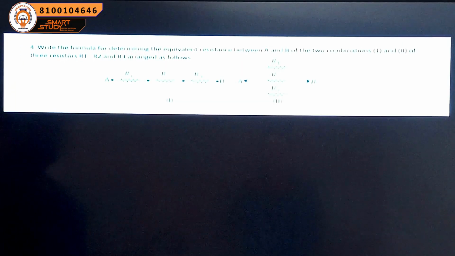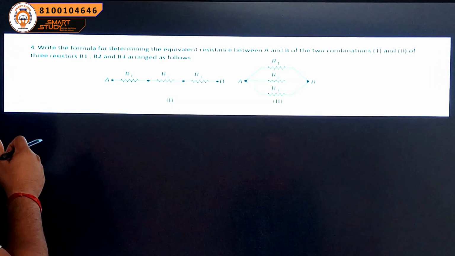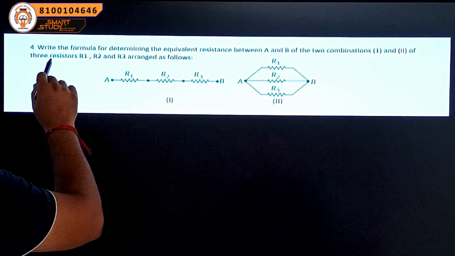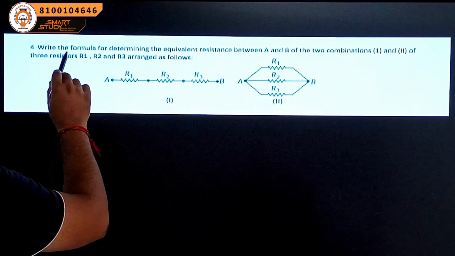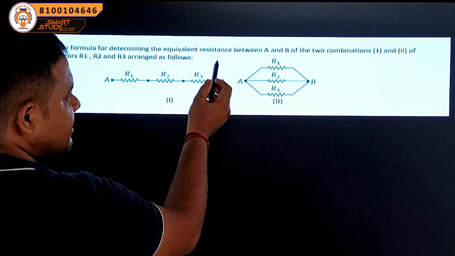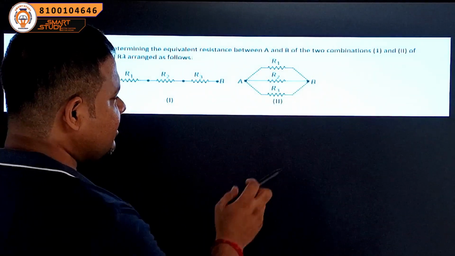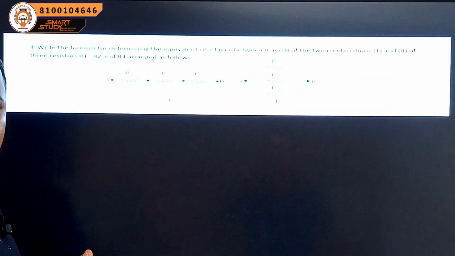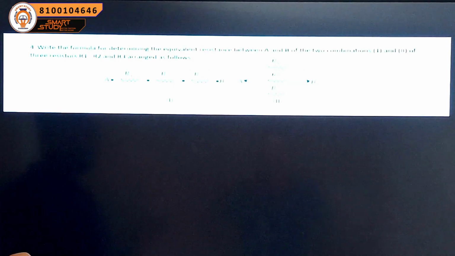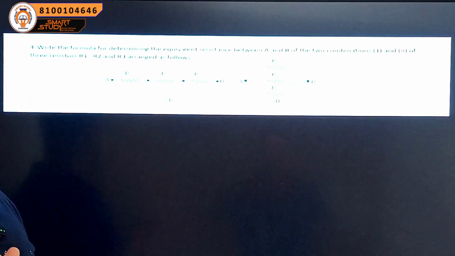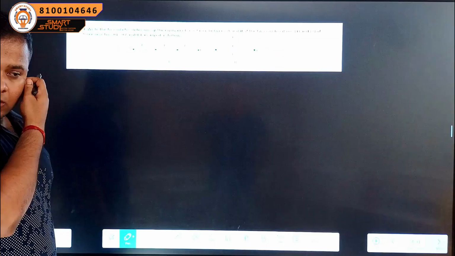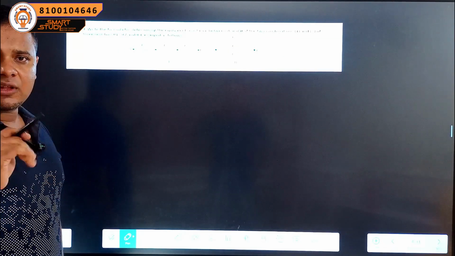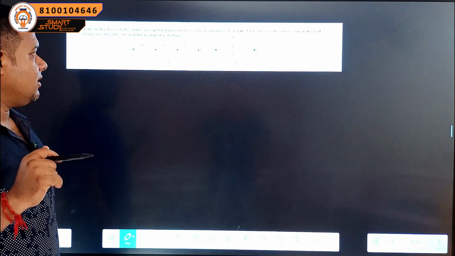Okay, let's come to the next PYQ, that is a previous year question of CBSE class 10. In that question, they are asking you to write the formula for determining the equivalent resistance between A and B for two conditions. So basically they are asking for the formula for series connection and parallel connection, the formula for equivalent resistances. So I am going to derive the equations.